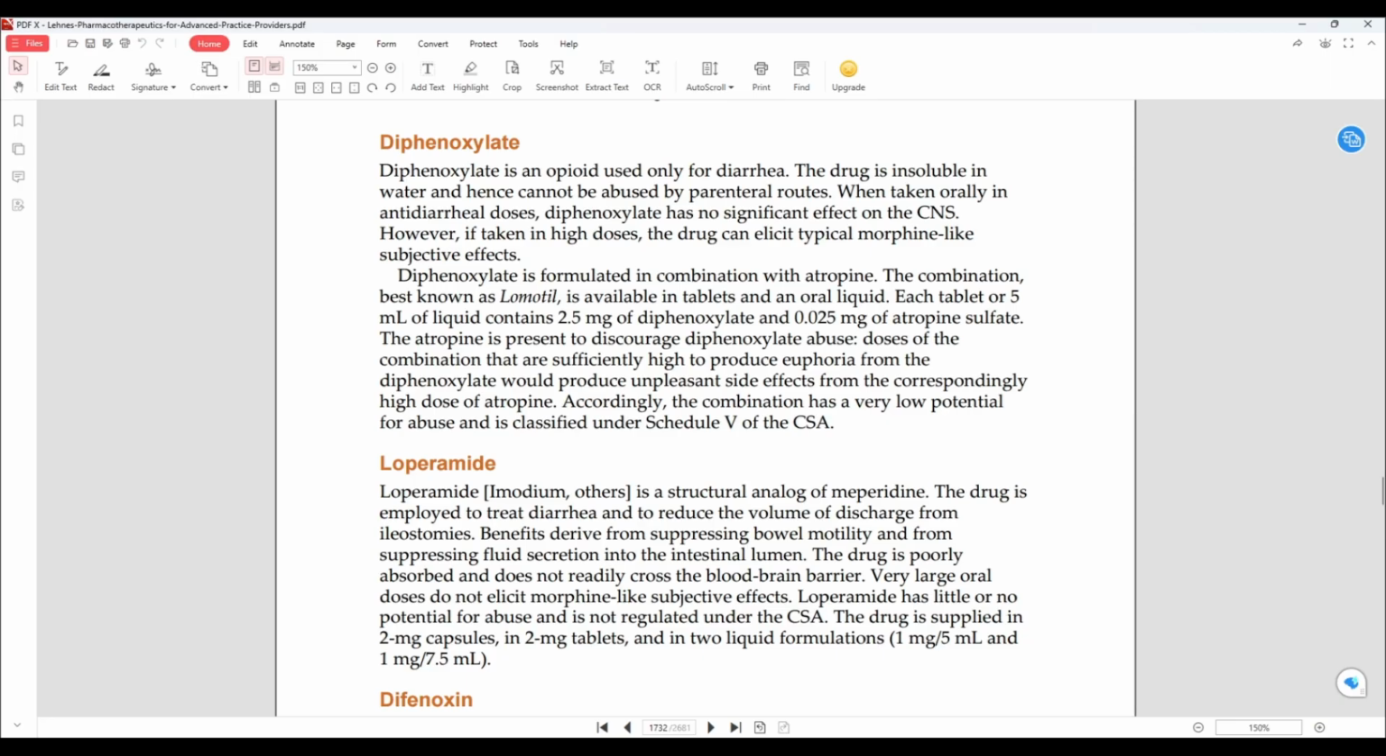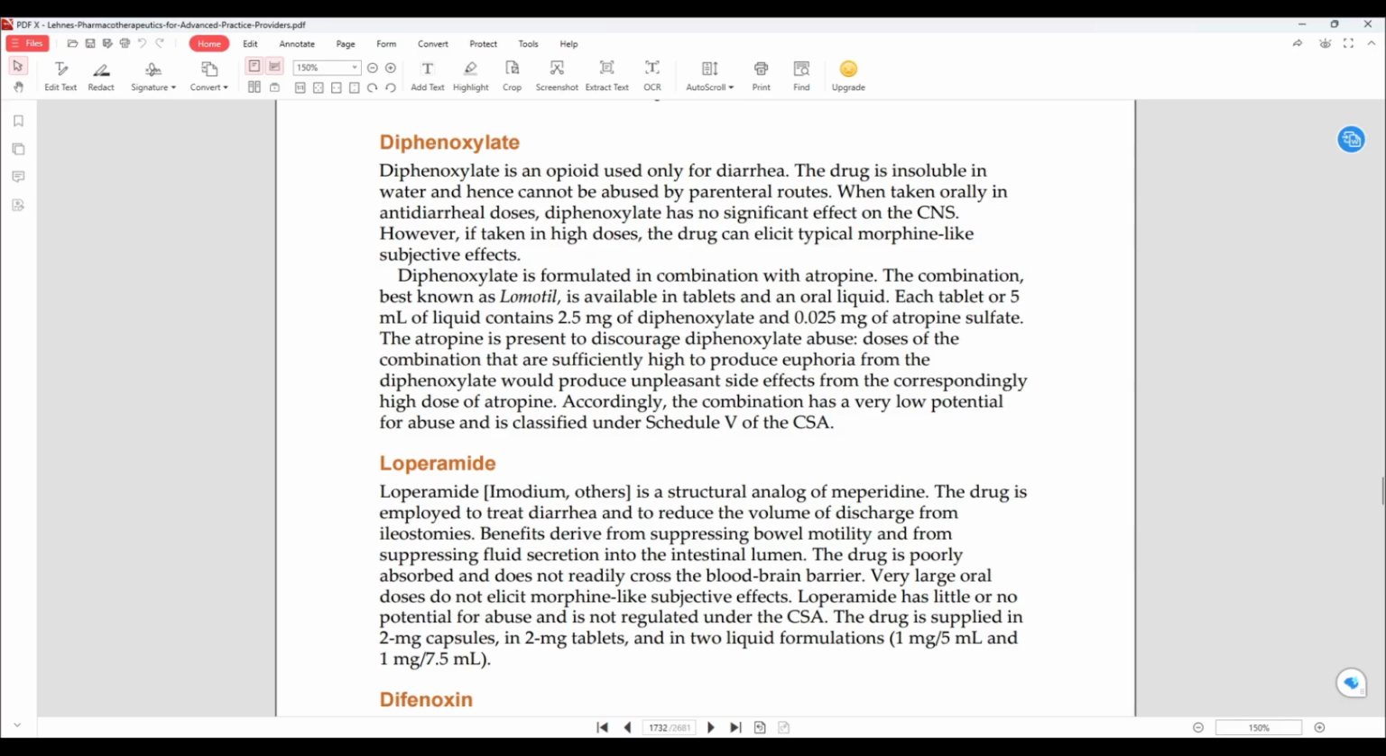Diphenoxylate. Diphenoxylate is an opioid used only for diarrhea. The drug is insoluble in water and hence cannot be abused by parenteral routes. When taken orally in antidiarrheal doses, diphenoxylate has no significant effect on the CNS. However, if taken in high doses, the drug can elicit typical morphine-like subjective effects. Diphenoxylate is formulated in combination with atropine. The combination, best known as Lomotil, is available in tablets and oral liquid.